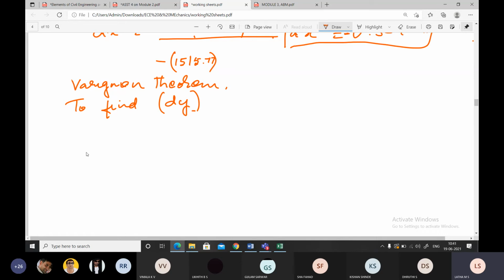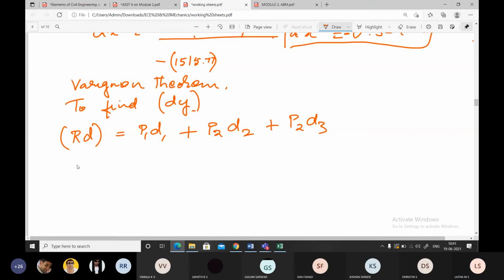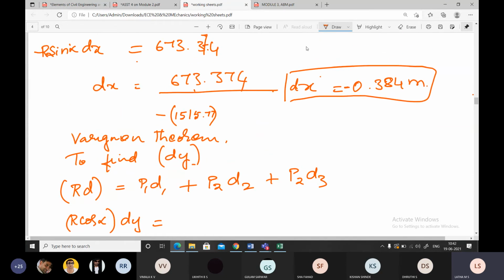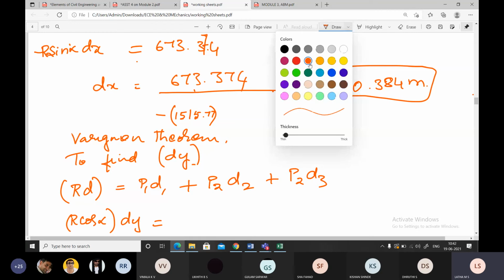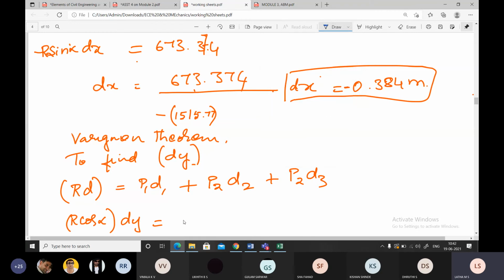Now to find dy, which component should I take into consideration? R into d is equal to P1 d1 plus P2 d2. Cos alpha, ma'am. Yes. What moment is it moving about point O? How is it moving, clockwise or anti-clockwise? Clockwise, ma'am. Yes. So this will be R cos alpha into dy. And your RHS, whatever you have calculated here, 673 will be 673 only.